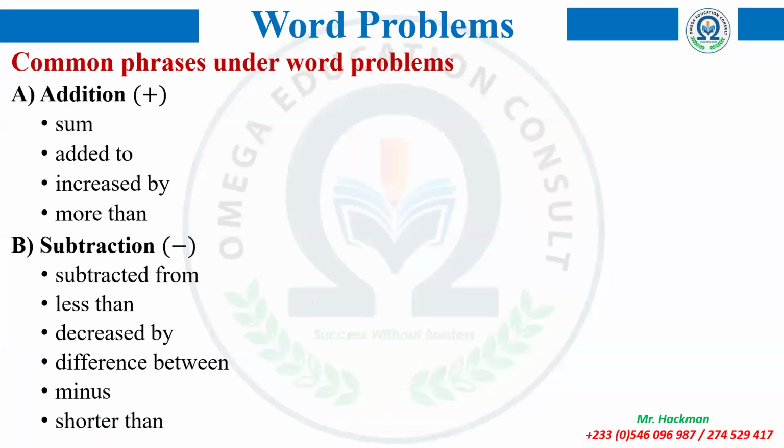So common phrases in word problems. Addition: these are the phrases that you have to look out for. Whenever you see sum, we are talking of addition. When you see added to, increased by, more than, and some other equivalent phrases. These phrases are not exhaustive, you have others, but these are the common ones. Then when it comes to subtraction, we have subtracted from, less than, decreased by, difference between, minus, shorter than. Then you should also know that you are dealing with subtraction.